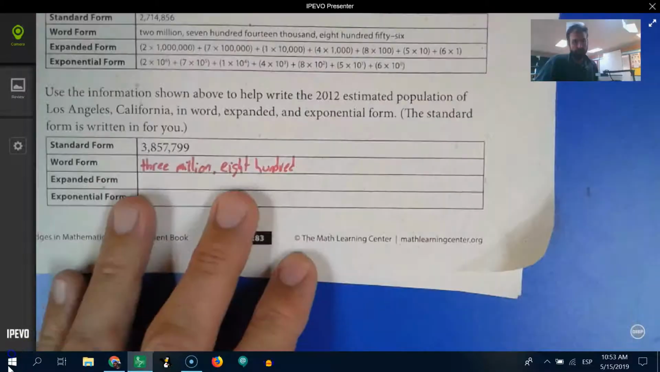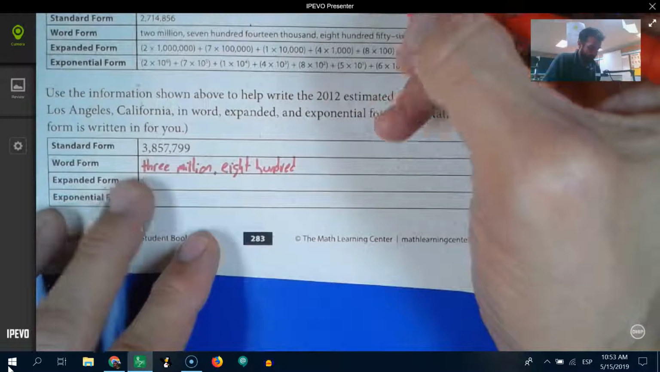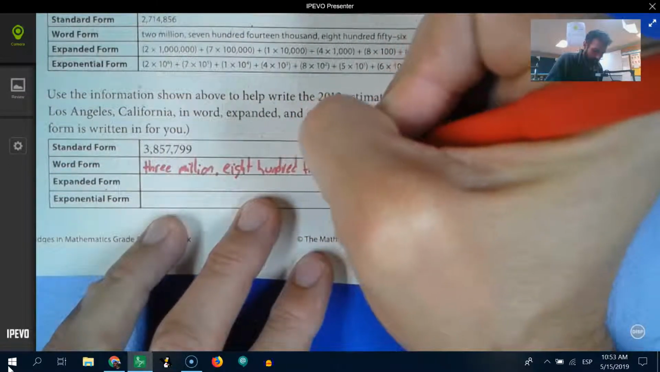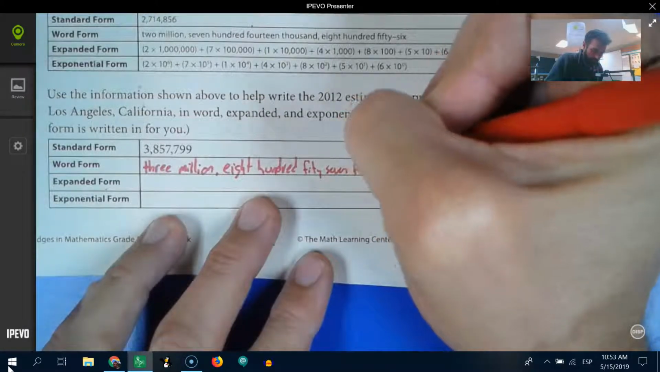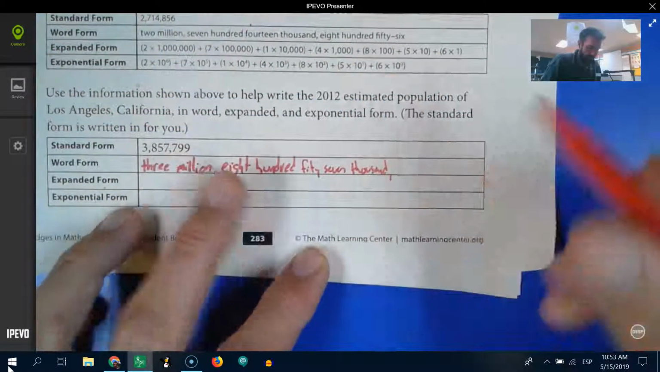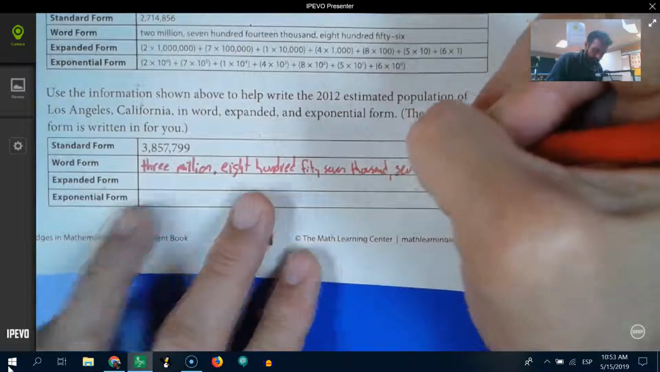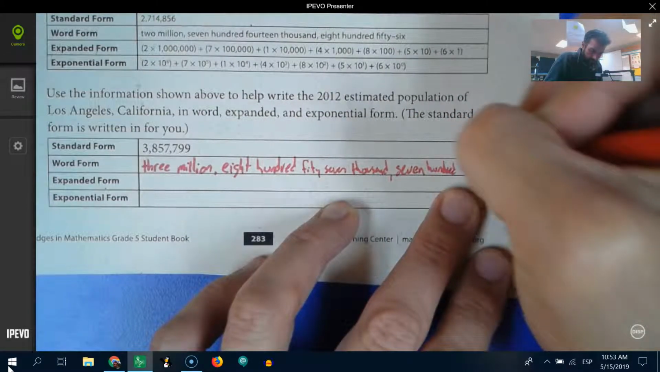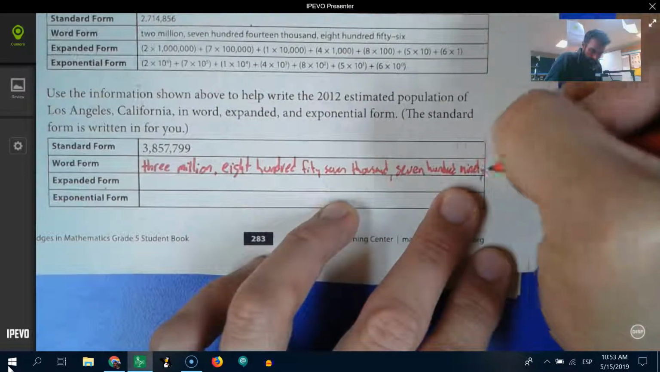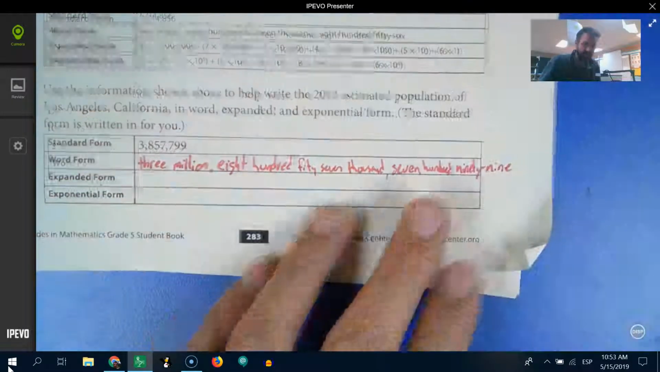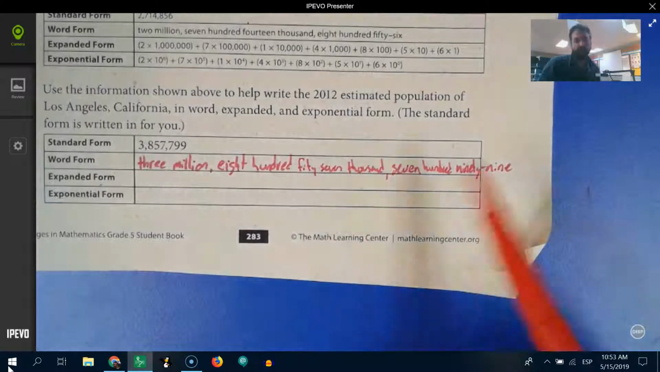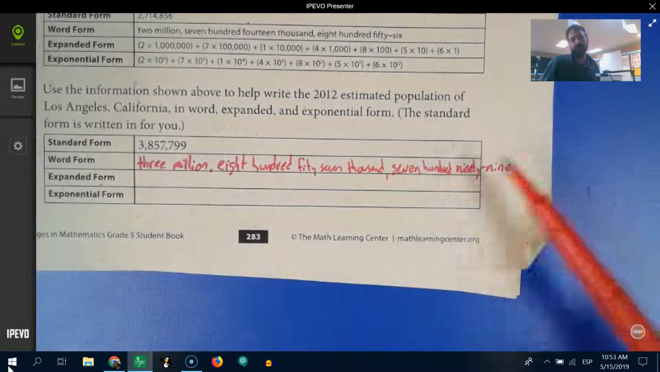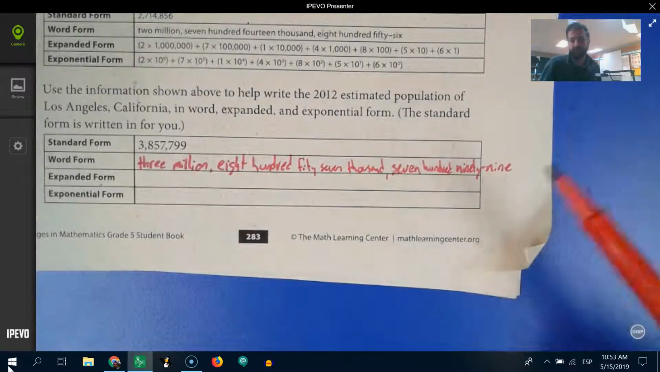800, where was I? 57,000. 799. Ooh. What word don't you see here? The word and. If you're using the word and, you're incorrect. And is only the decimal point.